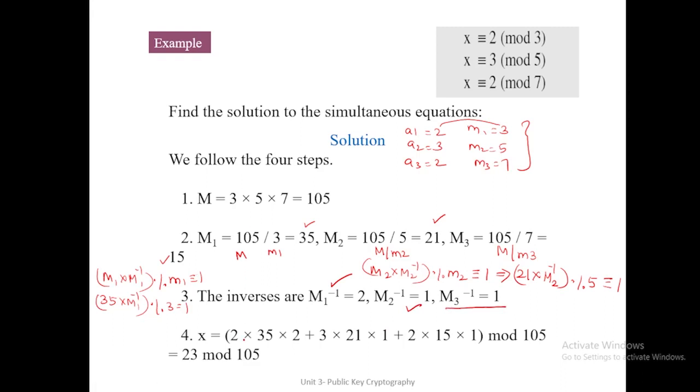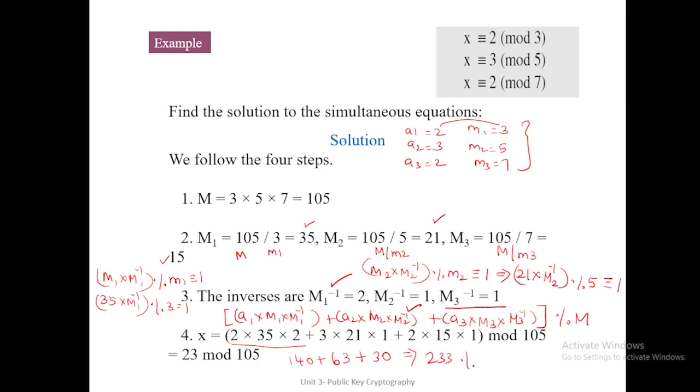Then for x calculation, the formula is A1 into M1 into M1 inverse plus A2 into M2 into M2 inverse plus A3 into M3 into M3 inverse, mod capital M. So 2 into 35 into 2, so it is 140. 3 into 21 into 1, that is 63. 2 into 15 into 1, answer is 30. So 203 and so it is 233, mod 105.